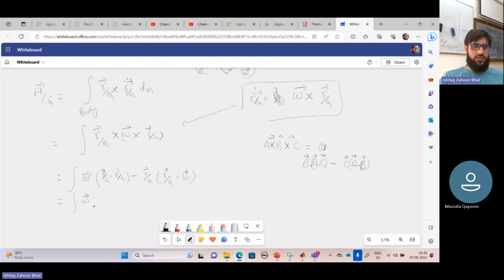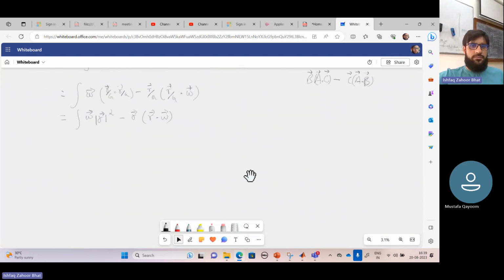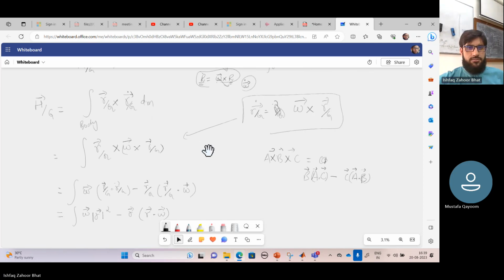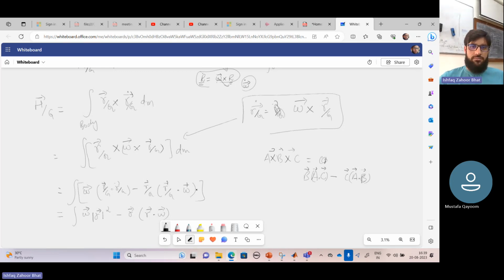A dot A is nothing but mod of A square. So this is mod of R square. I am dropping this G because it is understood. So similarly, this is R dot omega, and dm. I am missing dm somewhere. Yeah, so it is dm, and it is dm.